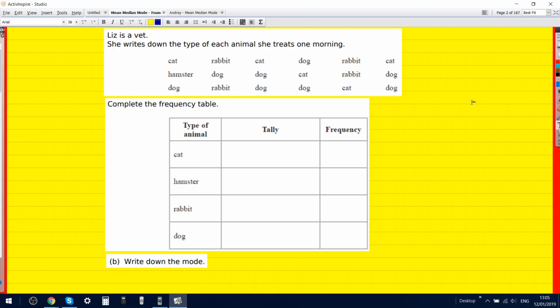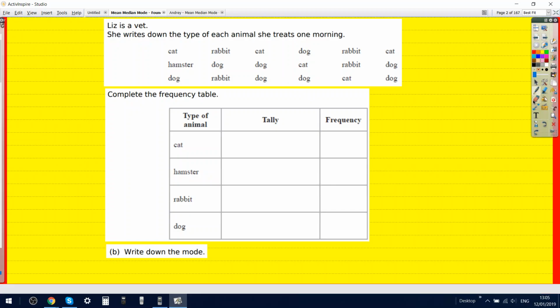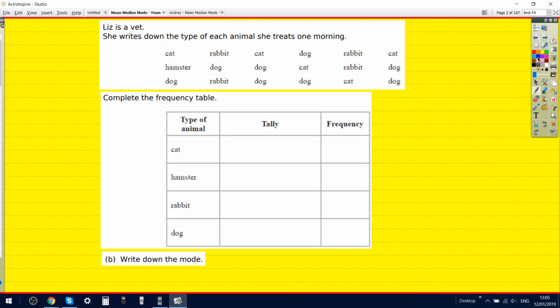Which animal did she treat one morning? Cat, rabbit, cat, dog, rabbit. Complete the frequency table. So cat: there is 1, 2, 3, 4, 5. 5 cats.